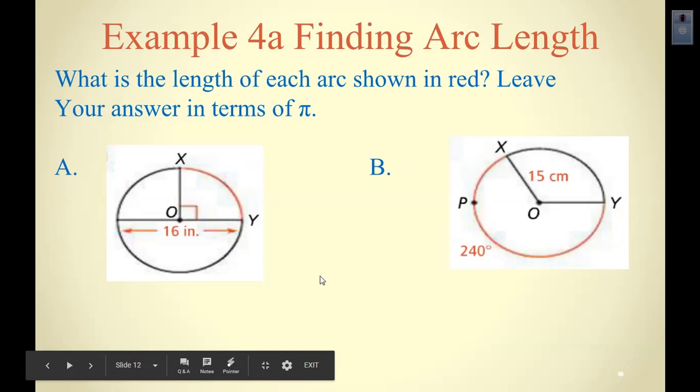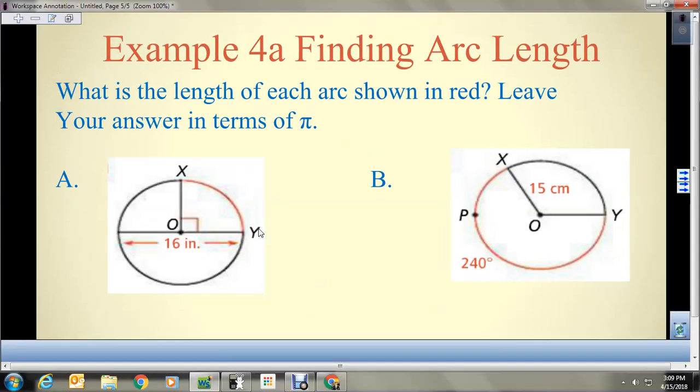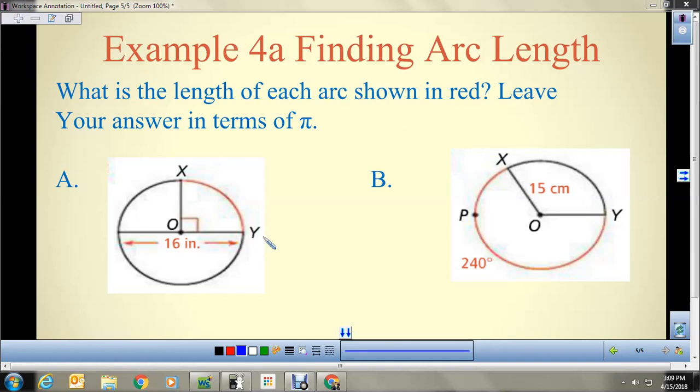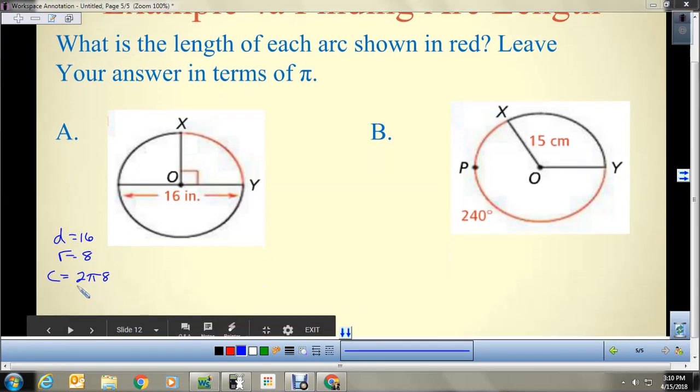So let's take a look at example 4. What is the length of each arc shown in red? Well, the arc shown in red here can also be said as XY. The first thing we need to do is locate the radius. What did they give us? They gave us a diameter, which is 16. So the radius would then be 8. And so circumference is going to be 2 times pi times 8, so the circumference is 16 pi.